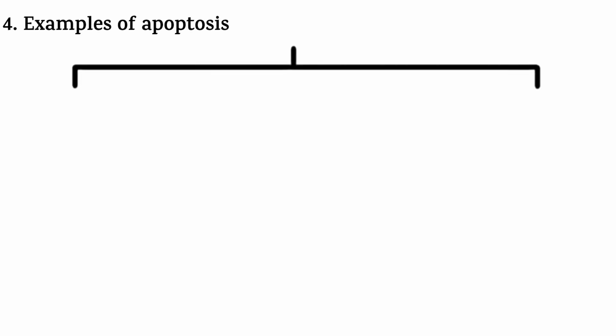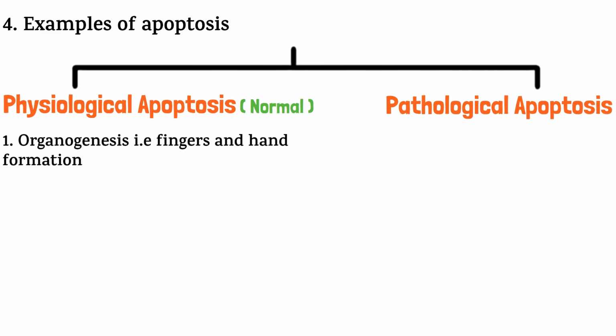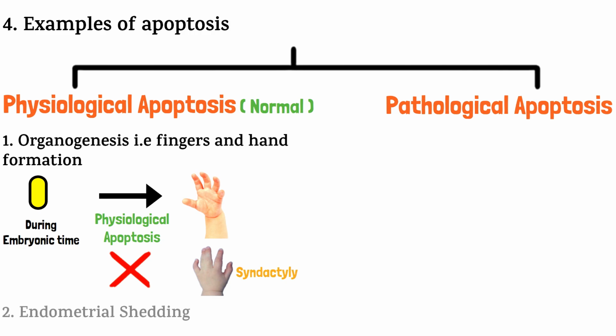As we discussed earlier, apoptosis can be physiological or pathological. And we know that physiological apoptosis is normal. Examples of physiological apoptosis include organogenesis, that is, during finger and hand formation. During the embryonic period, when the fingers and hands are forming, physiological apoptosis takes place, which creates the normal web-like pattern of our hands. If this physiological apoptosis doesn't take place during organogenesis, it will lead to a condition known as syndactyly, where the fingers are joined. Another example of physiological apoptosis is endometrial shedding, which occurs during menstruation.